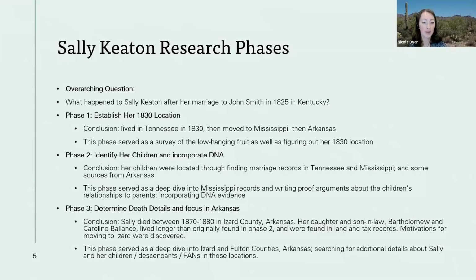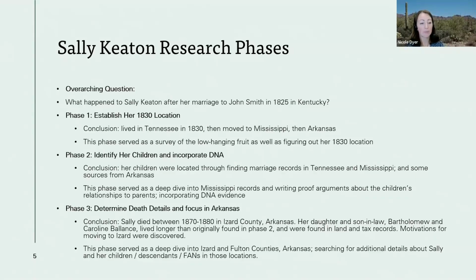So I ended up creating the overarching question: what happened to Sally Keaton after her marriage? And phase one was to establish her 1830 location. And so she lived in Tennessee in 1830 and then moved to Mississippi and then to Arkansas. And so I found all these places that she lived. And this first phase was kind of a survey of the low hanging fruit as far as easy census records and things that I could find. And I did figure out where she lived in Tennessee in 1830.